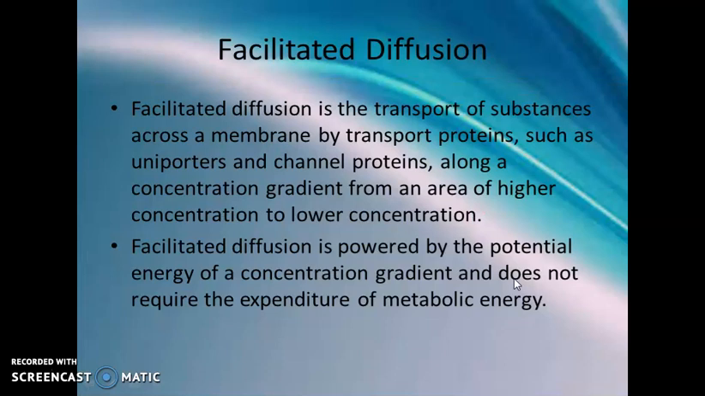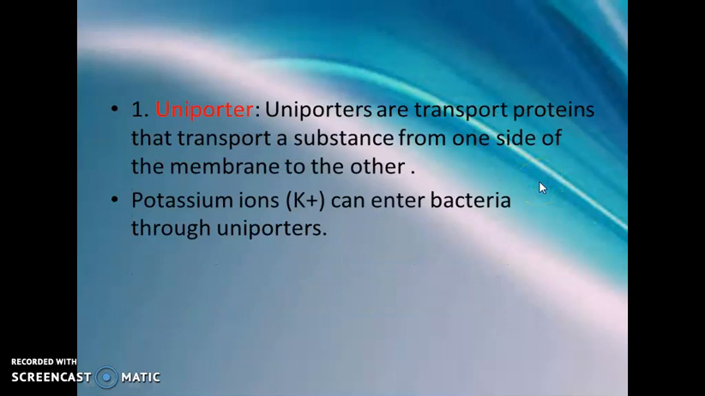Next is another type of movement of molecules across the cytoplasmic membrane. The second one is facilitated diffusion. Facilitated diffusion is the transport of substances across a plasma membrane by transport proteins. What are the different types of transport proteins? Uniporters and channel proteins, along a concentration gradient from the area of higher concentration to the area of lower concentration.